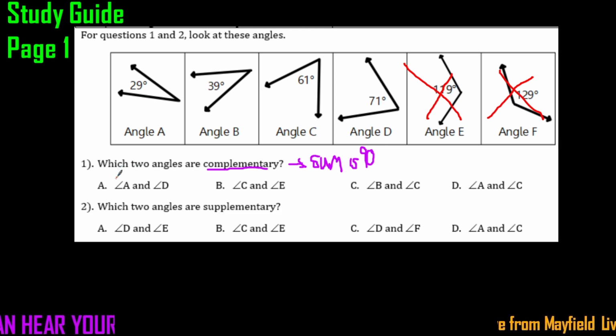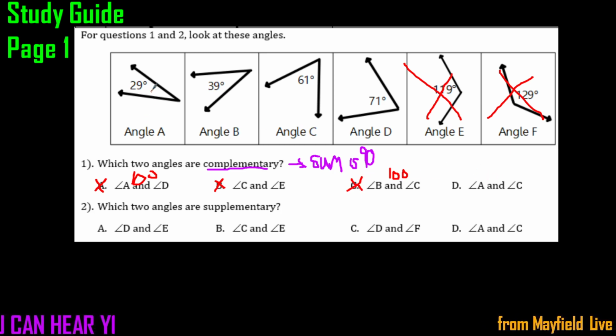So let's see. It says angle A and angle D. Well, angle A is 29 and angle D is 71, which is close. Those would be 100, so unfortunately it is not A. Now it says angle C and angle E. Well, we already canceled E out, so it can't be that one. What about angle B and angle C? Same as the first pair, their sum is 100, so it can't be that one either.